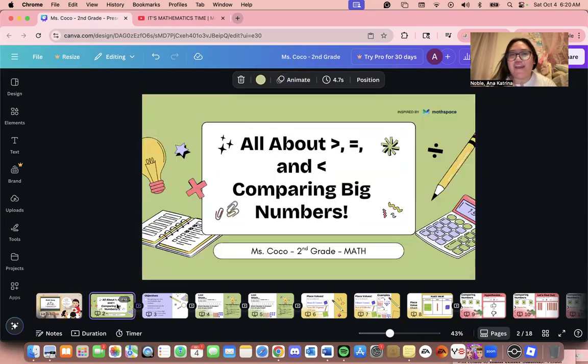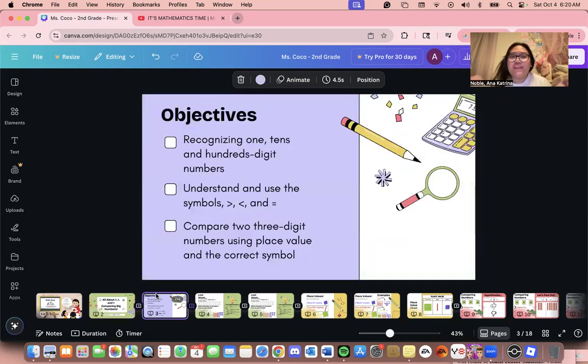We're going to head into math. We're going to be learning about our symbols and comparing those to big numbers. Now, Miss Coco, what does that mean? Well, our main objective is being able to recognize our place values. We have our ones, tens, and hundred-digit numbers that we're going to dive into today. We're also going to identify symbols such as greater than, less than, or equal to, and compare those in our place values. That is a lot of information to take in one day.